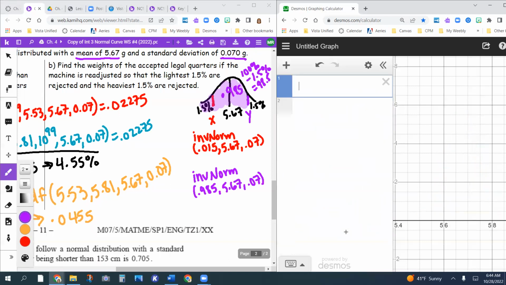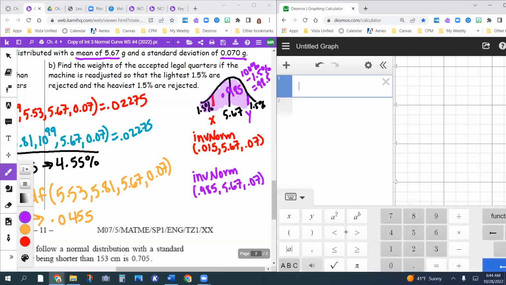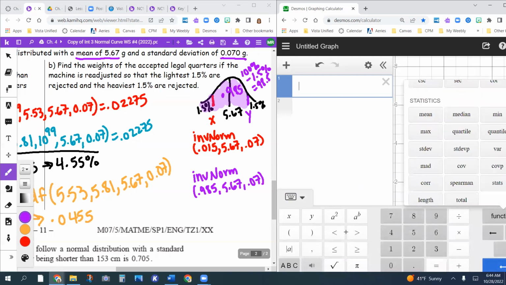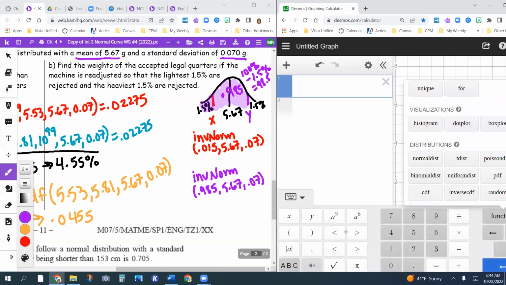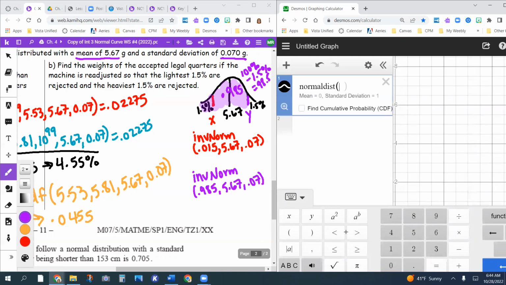Okay, let me start fresh. So I am going to have my mean, which is 5.67. My standard deviation is 0.07. Okay, that's a picture of it.